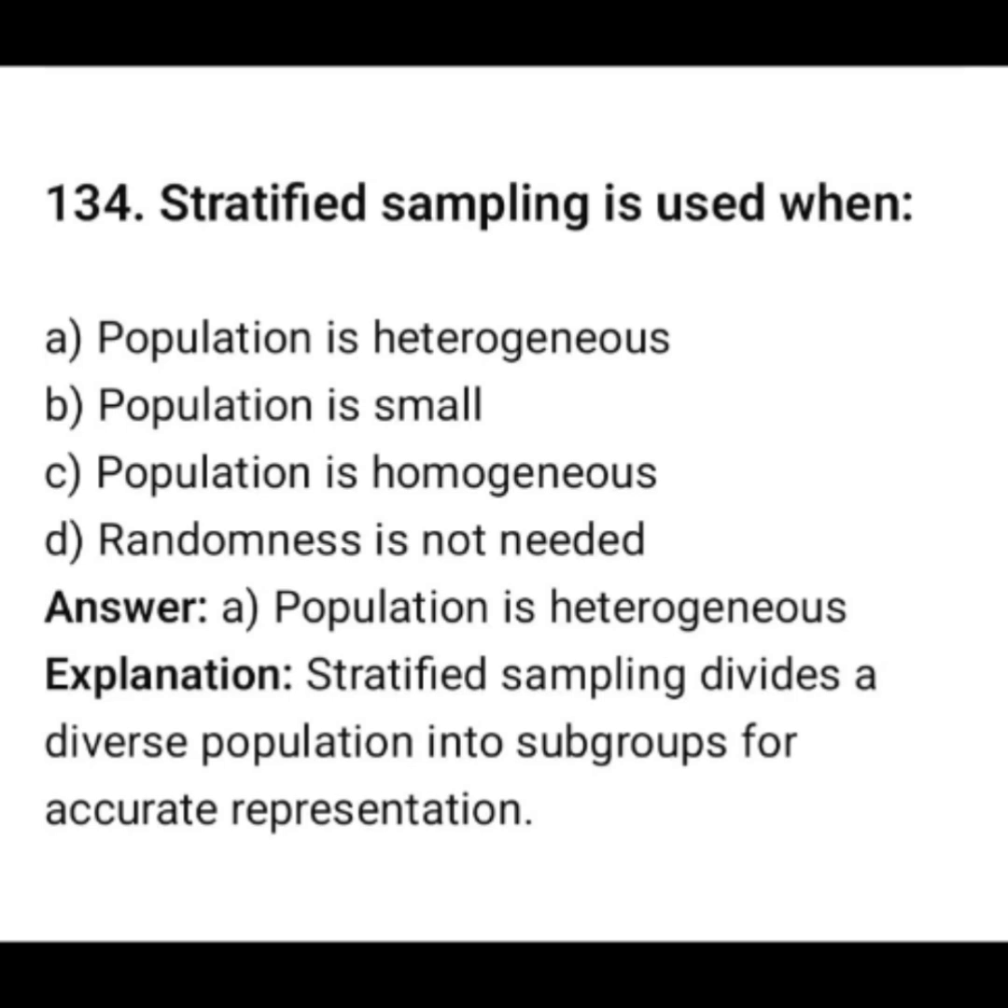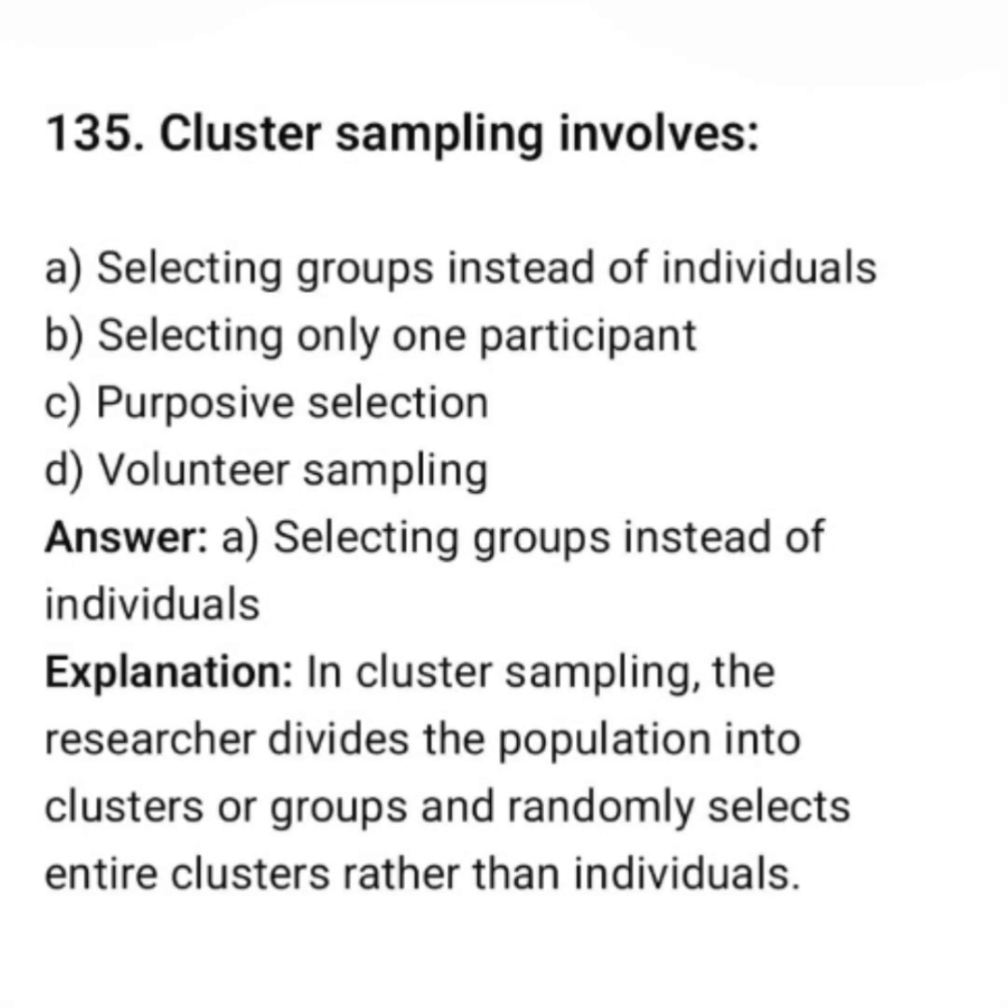Stratified sampling is used when population is heterogeneous, population is small, population is homogeneous, randomness is not needed. The correct answer is option A, population is heterogeneous. Stratified sampling divides a diverse population into subgroups for accurate representation.